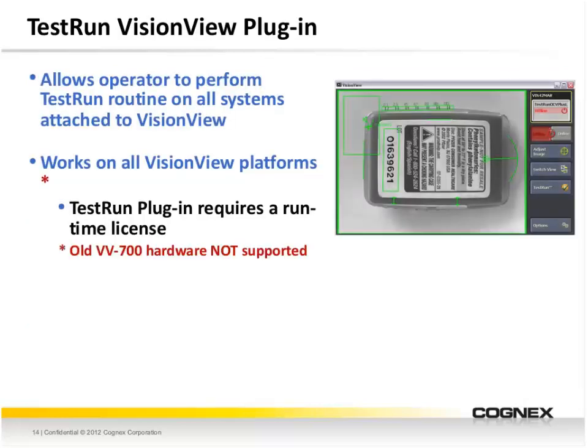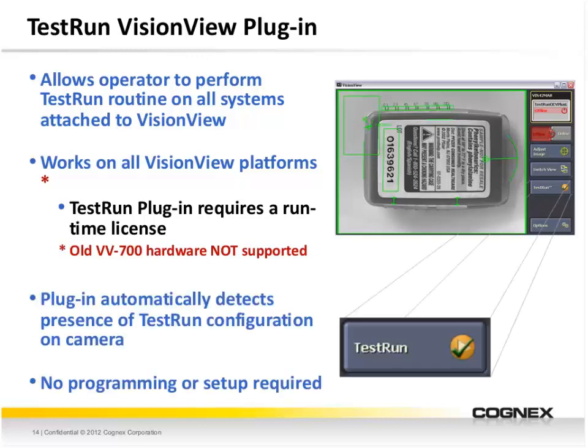And if we look at the Vision View, after it's set up in Insight Explorer, then the Vision View itself will be able to run through the image archive and see how the current job file compares to how it was set up. Now again, this does require the runtime license. And one thing to keep in mind, when we first introduced Vision View 700, some of that hardware was unsupported with TestRun, but we did make some hardware changes along the way. So anything from 2010 beyond, Vision View 700 hardware will work with TestRun. And of course, all Vision View 900 hardware will work with TestRun.